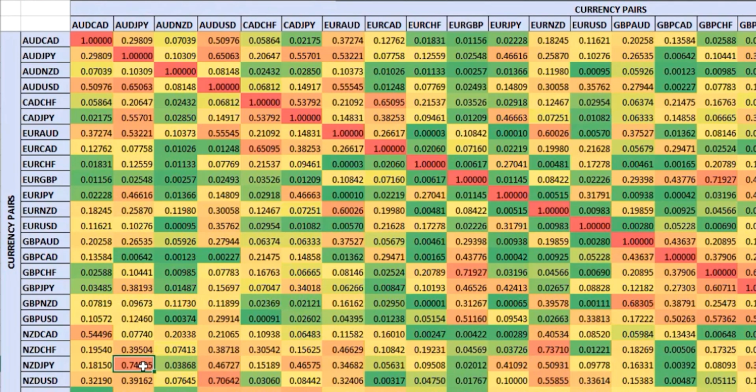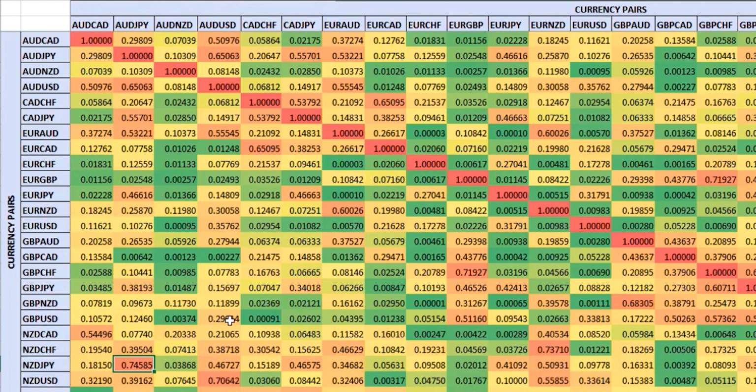Because in all likelihood, if you had trades open in both of these assets, they'd be moving in the same direction the majority of the time. And so when those trades were going against you, this would effectively double the amount of drawdown. And that's why correlated assets increase the risk of your portfolio.